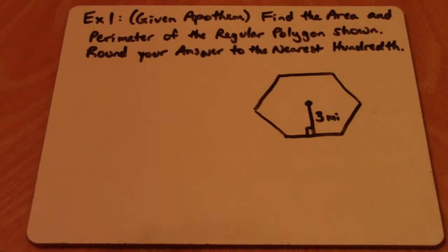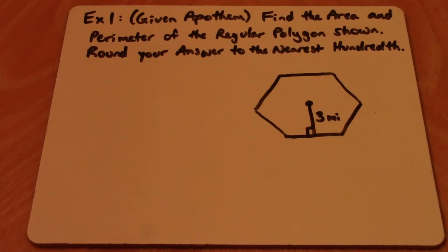All right, ladies and gentlemen, here's our first example. We are being asked to find the area and perimeter of this regular polygon. This particular example shows when we know the apothem. So any problem where you are given the apothem, this is the example that you would want to look to.